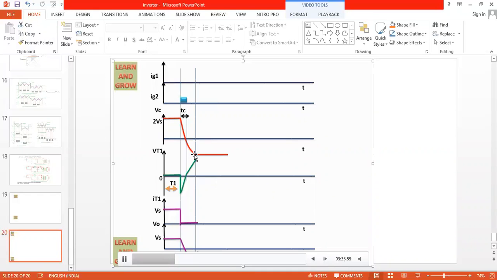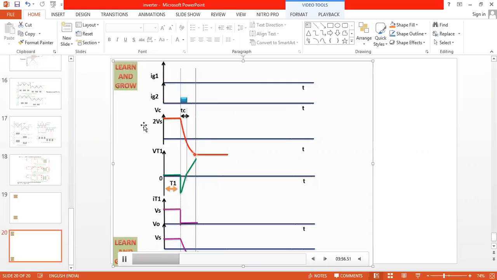Capacitor, yes, it maintains the minus 2 Vs. The capacitor discharged and it recharges to the minus 2 Vs value, opposite polarity. Again, it has to start to discharge. I hope this is understood. And output voltage is also equal to the capacitor voltage.